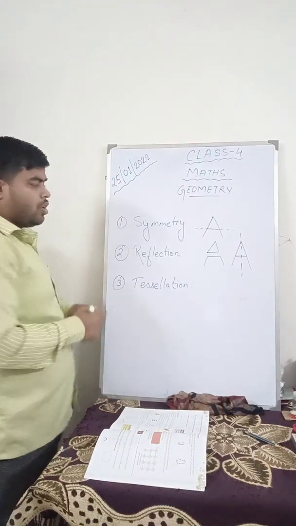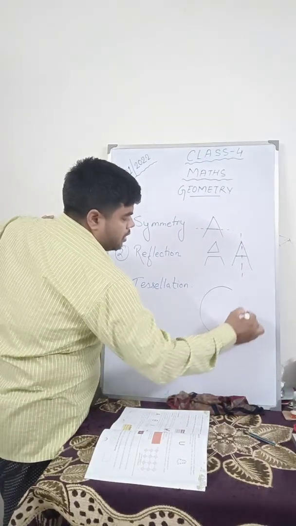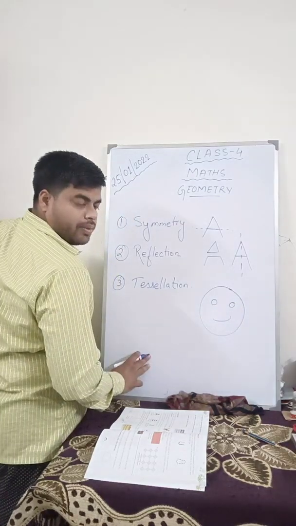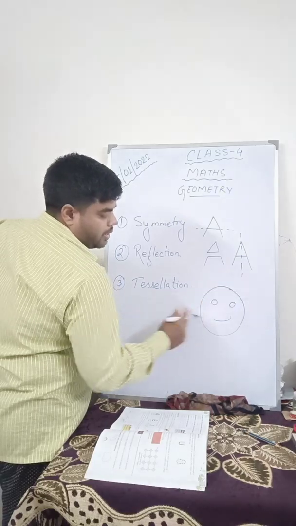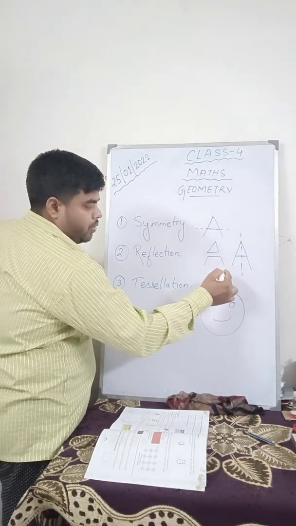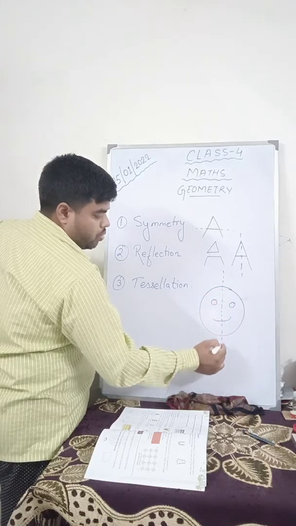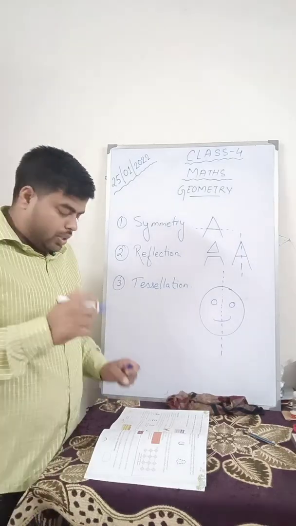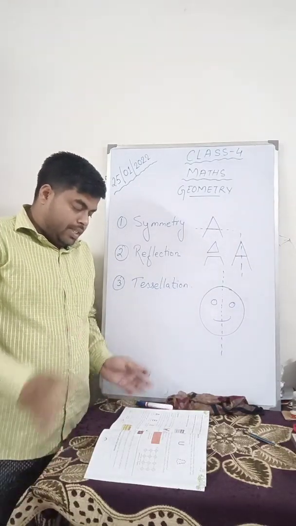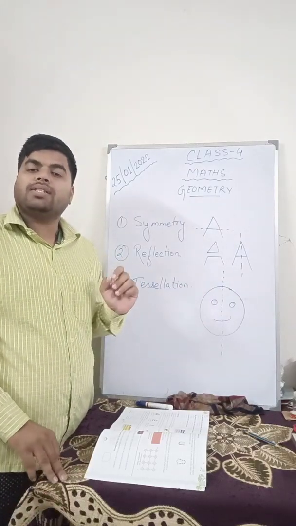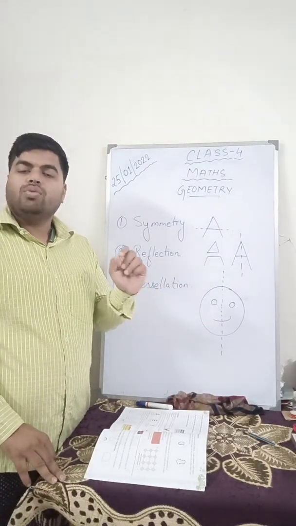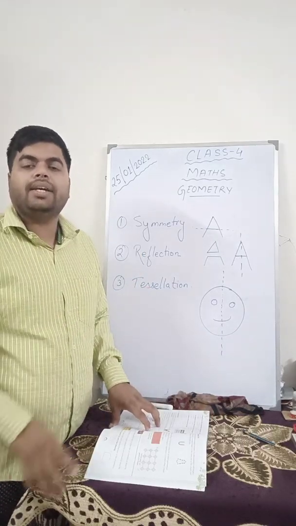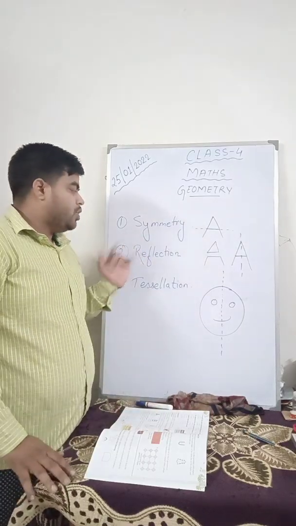For example, it is not necessary that it is only for alphabets, it can be for a figure also. Now if you divide this horizontally, it is not going to look the same, but if you divide vertically, this is going to look the same and identical. Both the parts will be the same and identical. So you have to keep this in mind. Remember what a line of symmetry is? It is a line which divides the given figure, shape, or picture into two equal and identical shapes or figures. This is your symmetry.